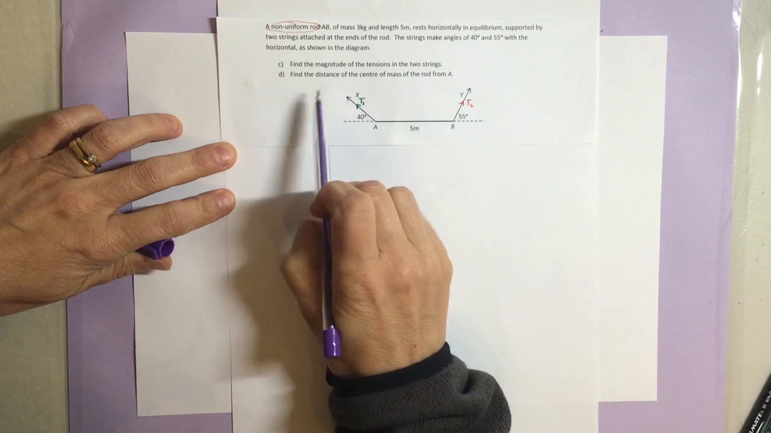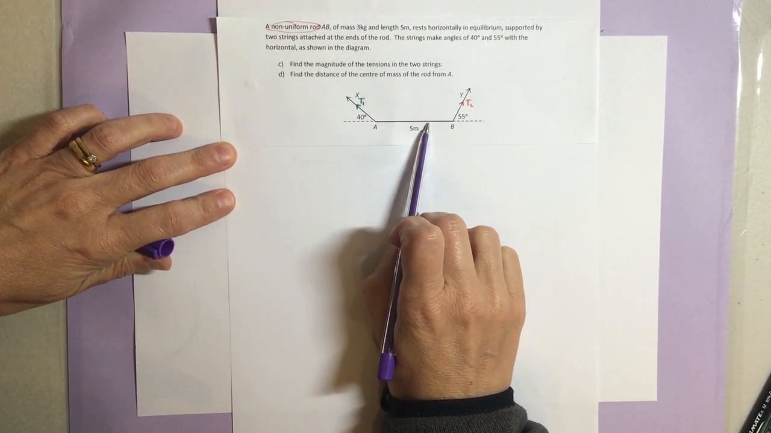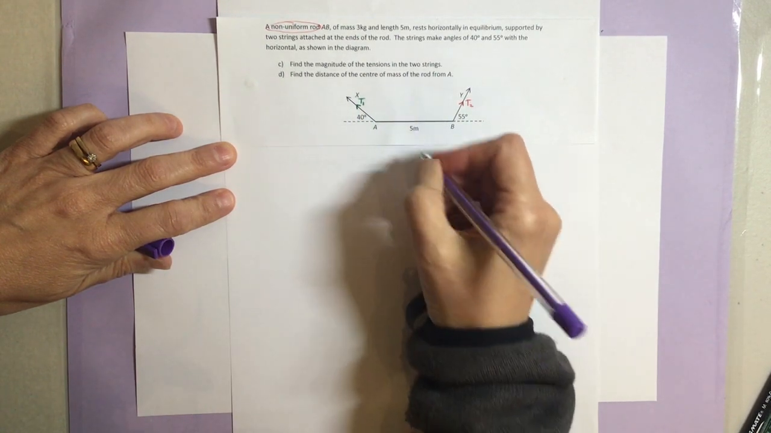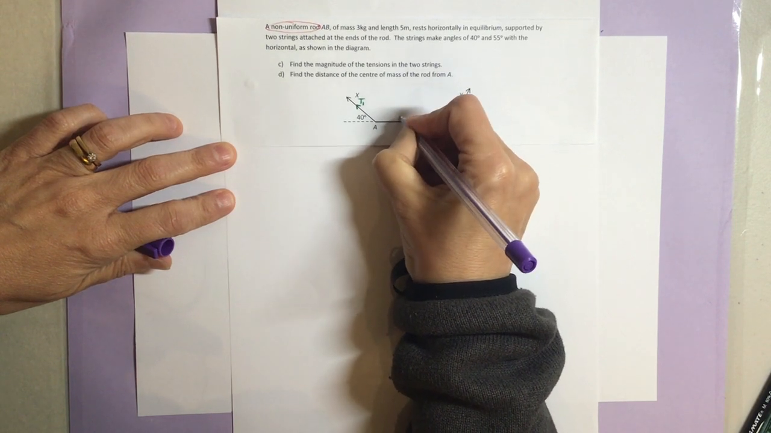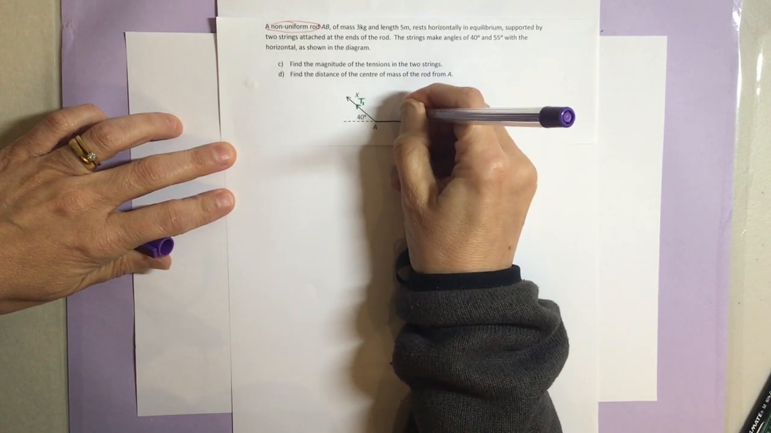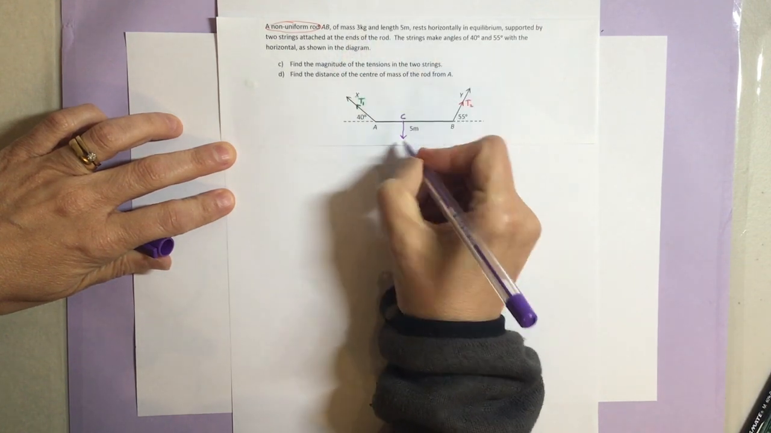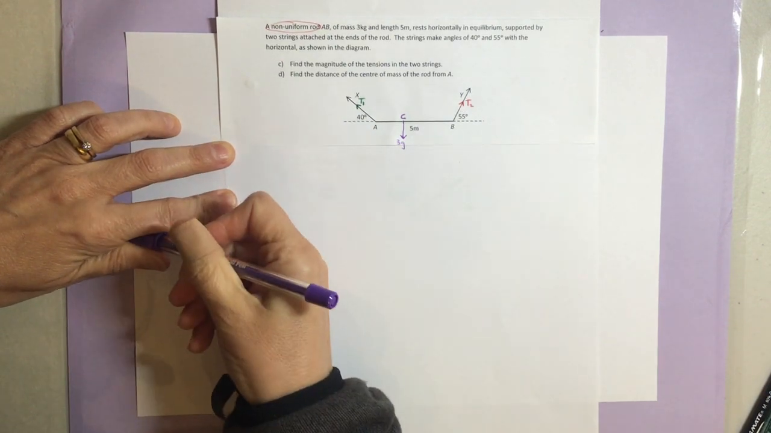And it doesn't really matter where I put it on because the distance will work itself out at the end. So if I put it on the wrong place here, it doesn't particularly matter. My answer will still work out okay. So I'm just going to put my weight on here. Let's call that C. And my weight here is 3G. Okay, and this total length is 5 metres.